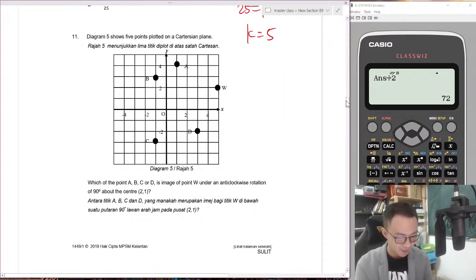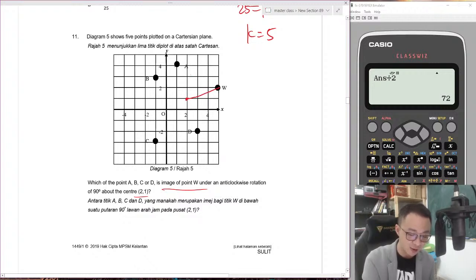11. Rotation. They ask you to find the image of W. Anti-clockwise, center point is (2, 1), 90 degrees. (2, 1) is here. Then I connect it to W. Anti-clockwise, 90 degrees. So obviously the answer is A.